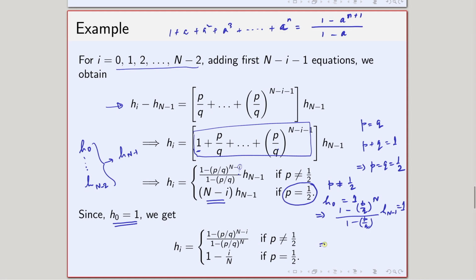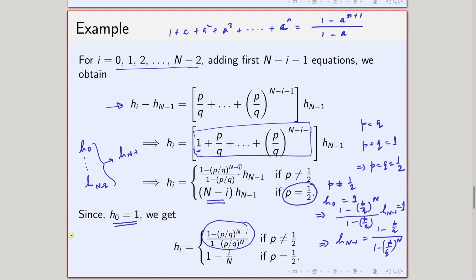From that I can solve for h n minus 1, which is nothing but the reciprocal of this: 1 minus p by q divided by 1 minus p by q whole to the power n. So that's what we can write, and once we write this, I can plug in that value here, and this quantity cancels with this quantity. I am left with 1 minus p by q whole to the power n minus i divided by 1 minus p by q whole to the power n. That's what is written here.